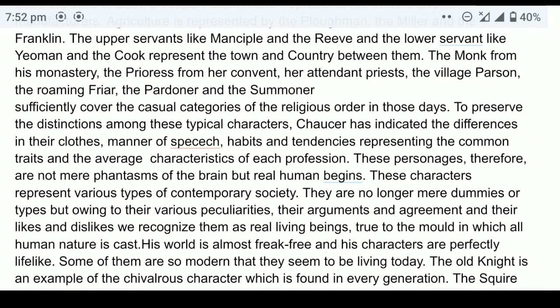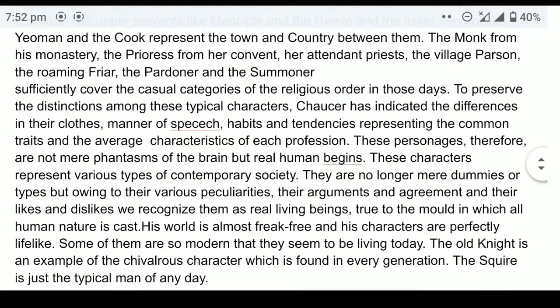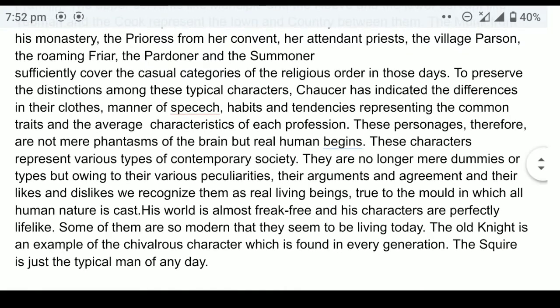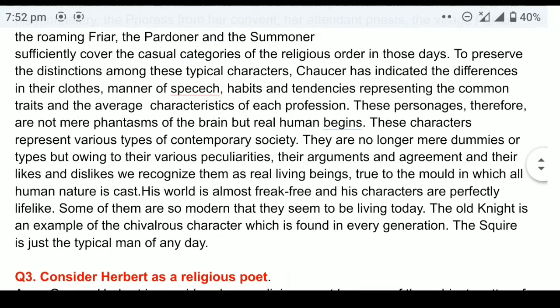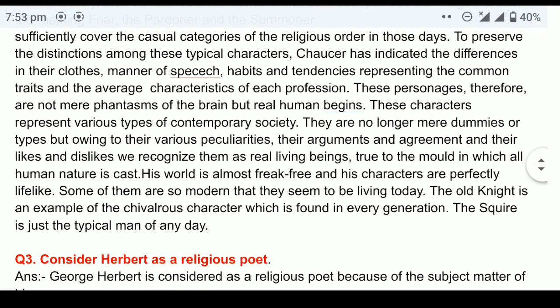The upper servants like the manciple and the reeve, and the lower servants like the yeoman and the cook, represent the town and country between them. The monk from his monastery, the prioress from her convent, her attendant priest, the village parson, the roaming friar, the pardoner, and the summoner sufficiently covered the casual categories of the religious order in those days.